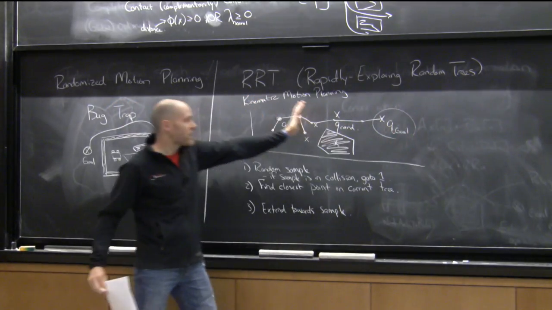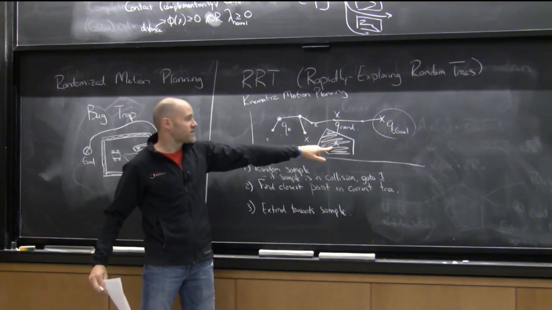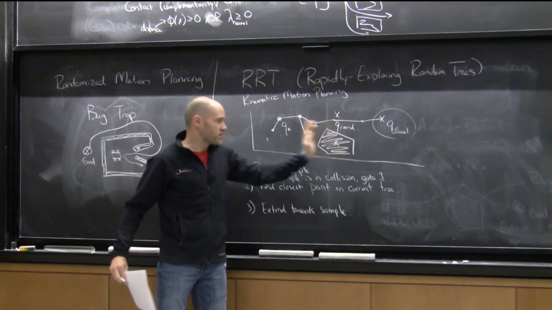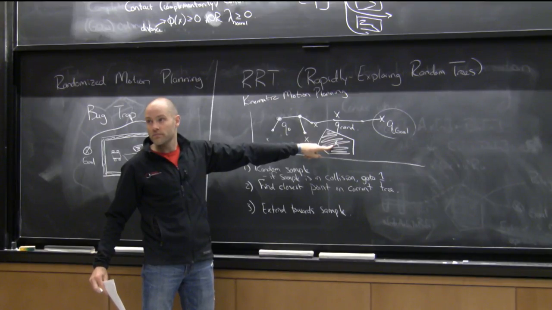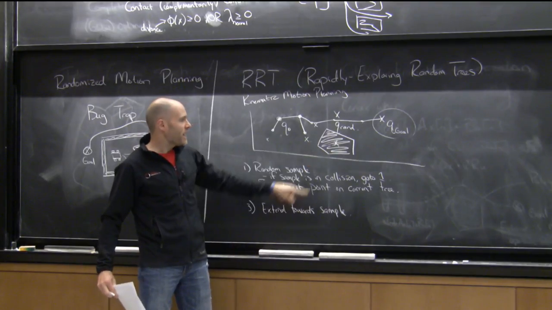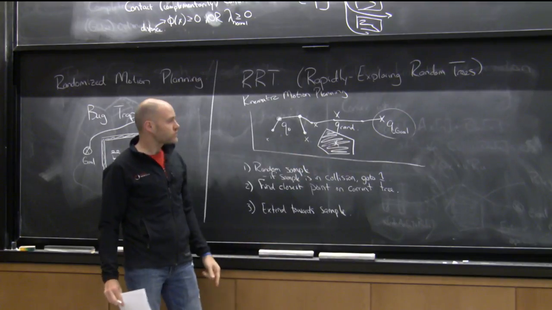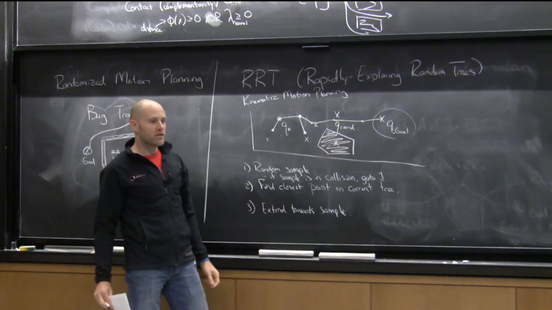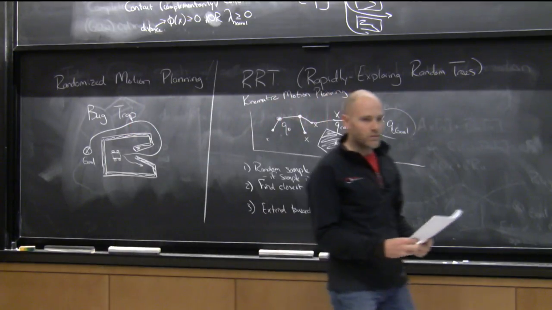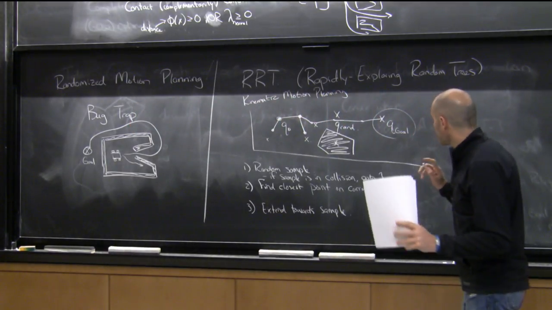So unlike the other algorithm, this algorithm does not need to make any explicit decompositions of the space. All it needs is a Boolean collision detection algorithm. Okay? And it works shockingly well. The analysis is nice. The algorithm has something called a Voronoi bias. Okay?